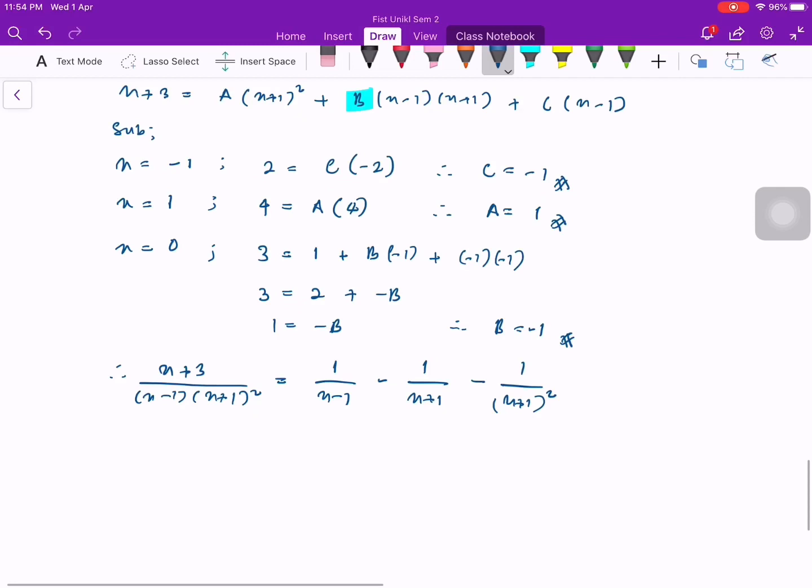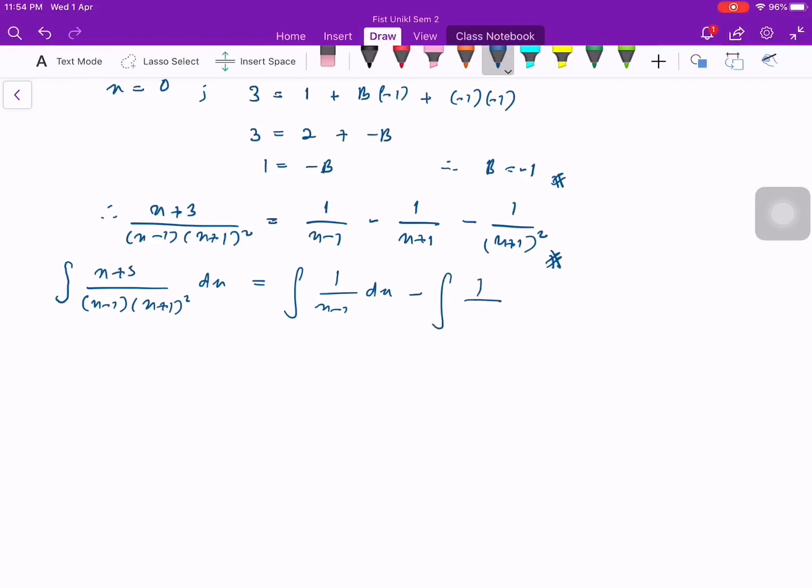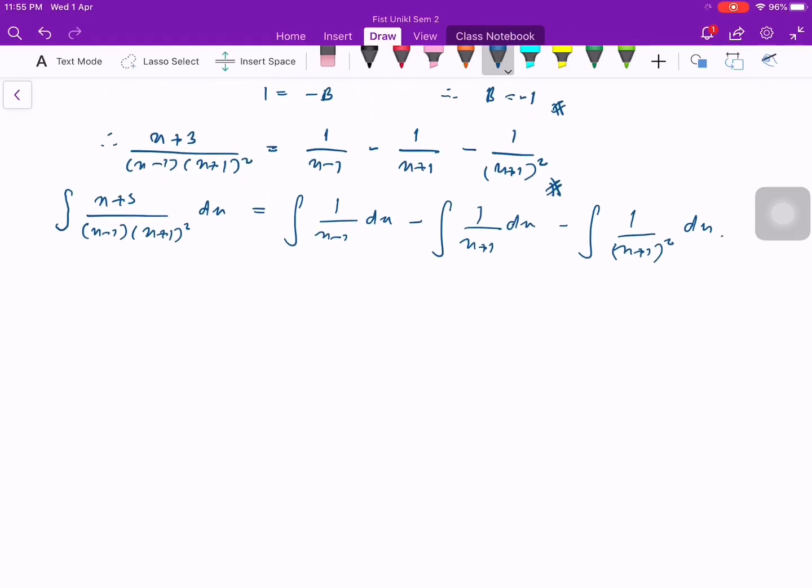Okay, for partial fractions. Okay, then kita akan start dengan integral. Integration of x plus 3 over x minus 1 x plus 1 squared dx. So this will be equivalent to integral of 1 over x minus 1 dx minus with integral of 1 over x plus 1 dx, and this is minus integral of 1 over x plus 1 squared dx. Okay, so now we integrate accordingly.